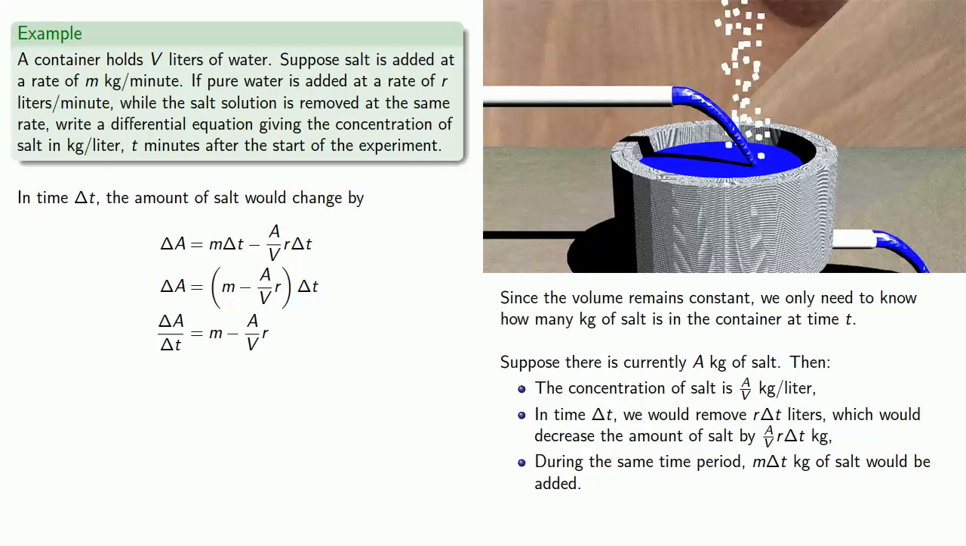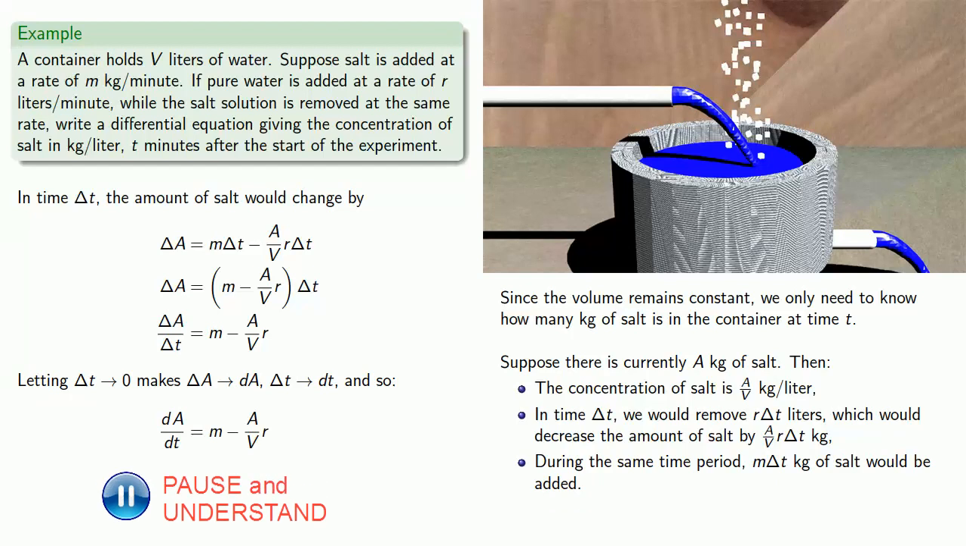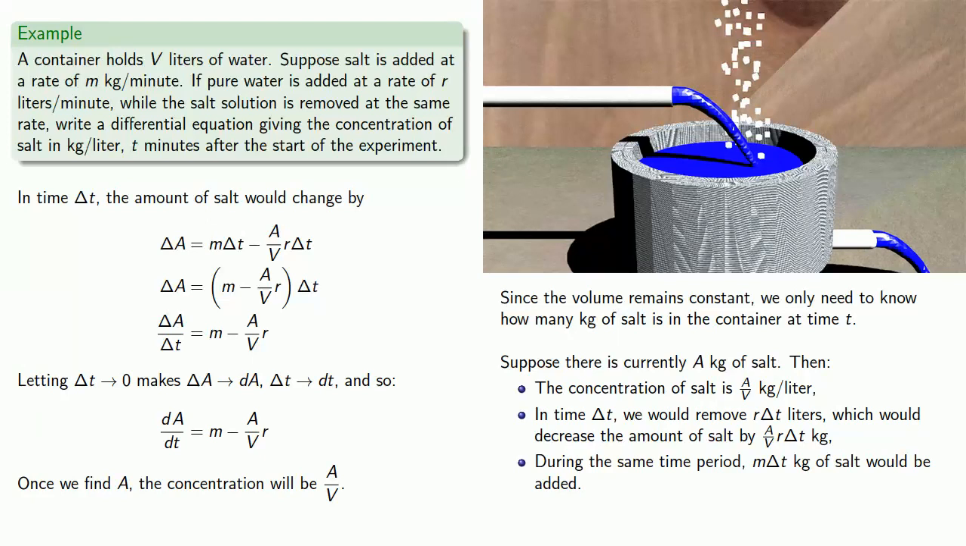And now we'll add a little bit of calculus. Letting delta t go to 0 makes delta A go to dA, delta t go to dt, and so delta A over delta t goes to dA dt, and that gives us our differential equation. And once we find A, the concentration will be A over V.